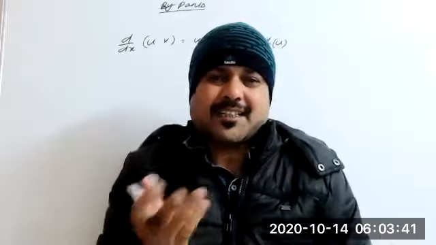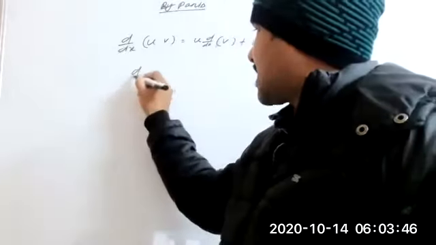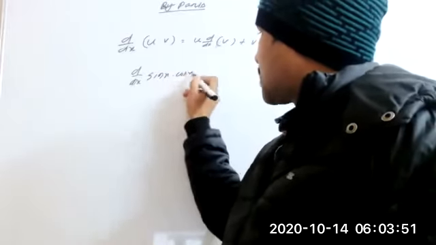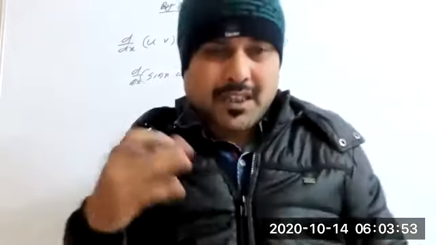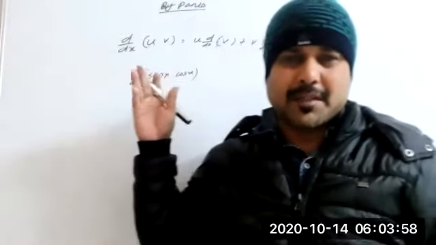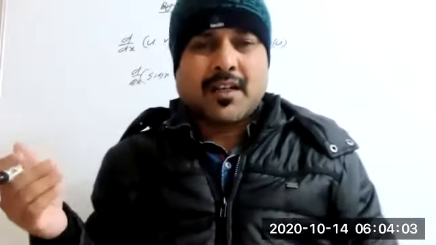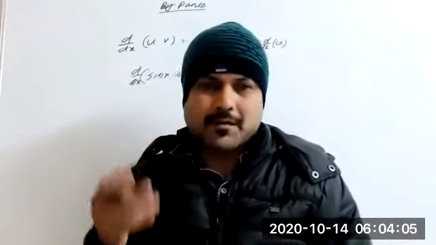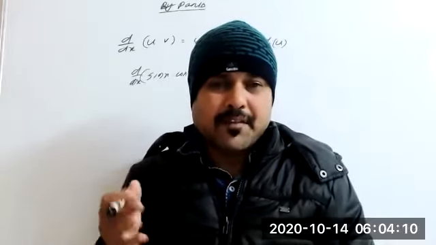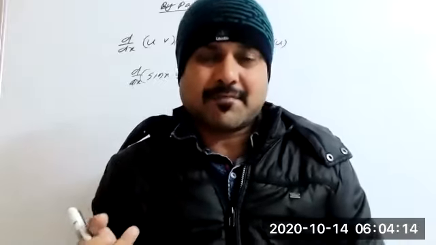Suppose we are given sin x into cos x, it's your choice. Suppose the derivative of sin x into cos x is given. It's your choice if you want to use u into v or chain rule. You can multiply and divide by 2 and write it as half of 2 sin x cos x, which is sin 2x, and use the chain rule, right? So it is not mandatory to use u into v. The functions are the same, right?